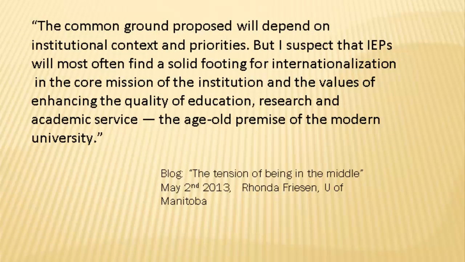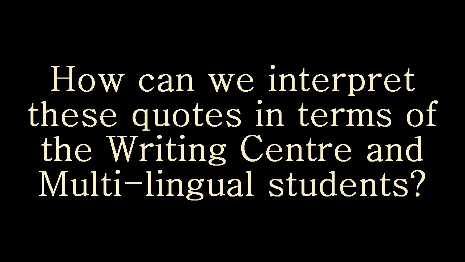The second quote is from a blog that Rhonda Friesen, manager in the Office of International Relations at the University of Manitoba, entitled "The Tension of Being in the Middle." She says, the common ground proposed will depend on institutional context and priorities, but I suspect that international education practitioners will most often find a solid footing for internationalization in the core mission of the institution and the values of enhancing the quality of education, research, and academic service, the age-old premise of the modern university. So there's much wisdom in these words, but how do we interpret them in terms of the Writing Center and in terms of multilingual students?